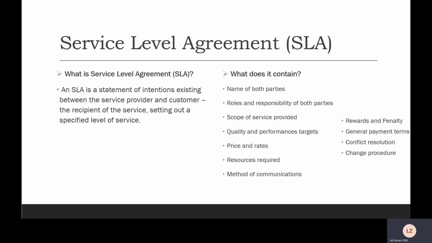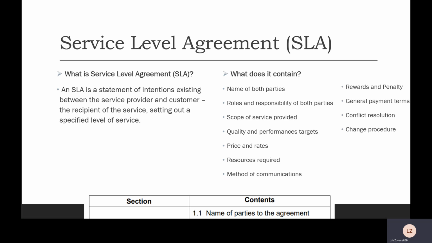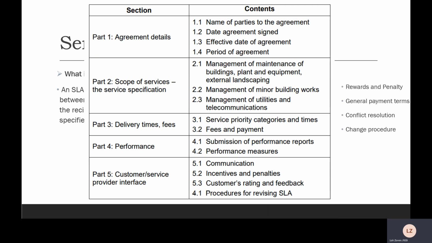So SLA will also contain rewards and penalties for whether you do a good job or are under expected, general payment terms, conflict resolution, and a change of procedure if needed. So within SLA, the first part should be the agreement details. So the name of parties, like what I've said just now, date of agreement signed, the effective date, the period of the agreement. Second part will be the scope.